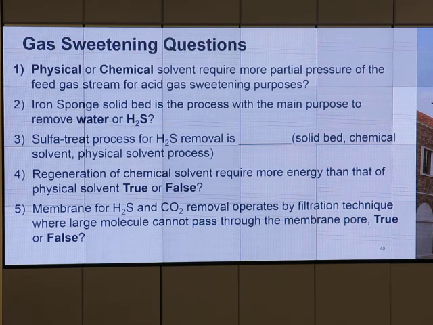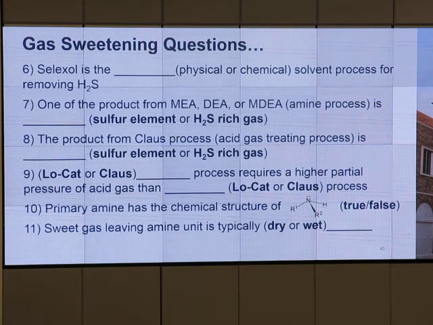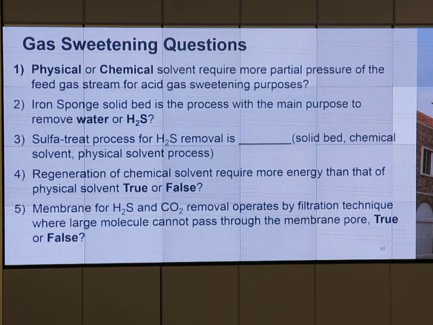Okay, as a sweetening question, please review by yourself. We have 11 questions for you. This is a question that I put in here. Can it be in the exam? Maybe. It may not be in the exam either. Let's just see one. Okay.